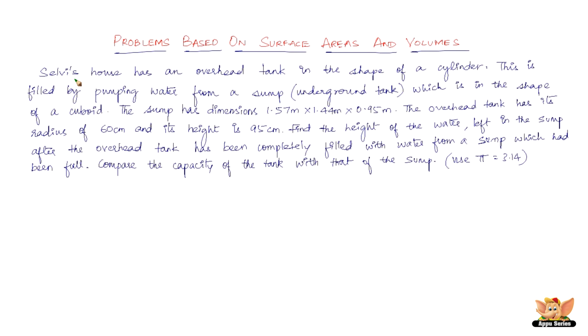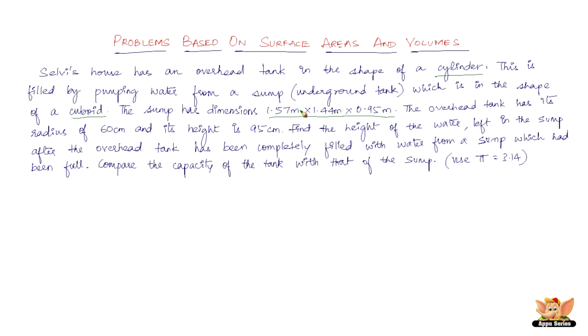It reads like this. Selvi's house has an overhead tank in the shape of a cylinder. Now this is filled by pumping water from a sump, which is nothing but an underground tank, which is in the shape of a cuboid. The things that I want you to notice now are the shapes. One is a cylinder, and then we've come across a cuboid. Let's see what's next. The sump has dimensions 1.57 meter into 1.44 meter into 0.95 meter.